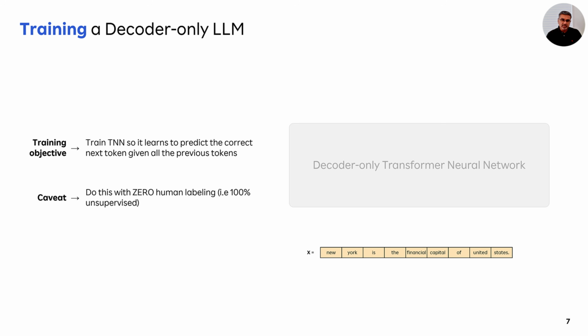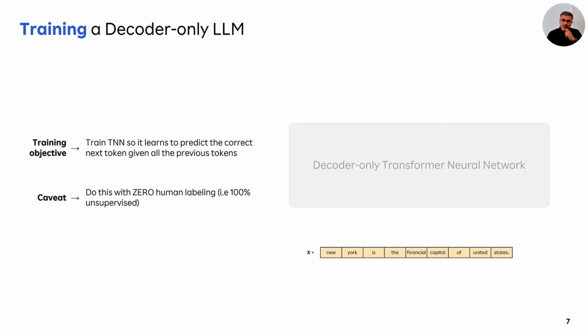Now, the training input is you collect all the text that you can get access to over the internet. You download the entire internet, you clean it up, and then you pick up sentences from that training data set, and then you feed that to the transformer neural network. So let's say that the sentence that you have picked up is something like this. New York is the financial capital of the United States. Obviously, you tokenize it first, and you input that to the transformer neural network architecture.